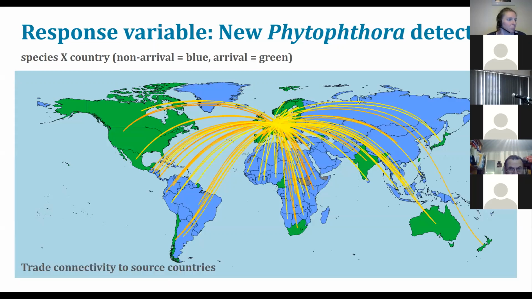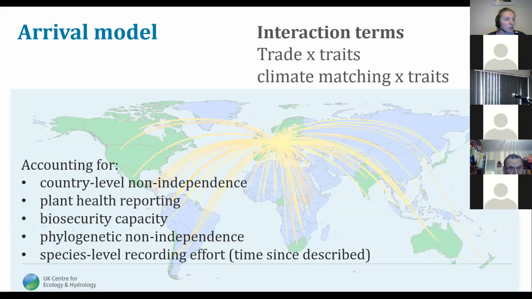And this time we wanted to build in the major pathways for transporting these species globally. So we used live plant imports from potential source countries as a measure of trade connectivity. To estimate probability of arrival, we used a model which allows Phytophthora species to have different responses to trade connectivity and to climate matching. And the interaction terms between traits and connectivity to source regions would then capture how much of the species level variability is due to trait differences. So we're trying to understand whether particular traits can mediate how well Phytophthora species can exploit those global trade networks.